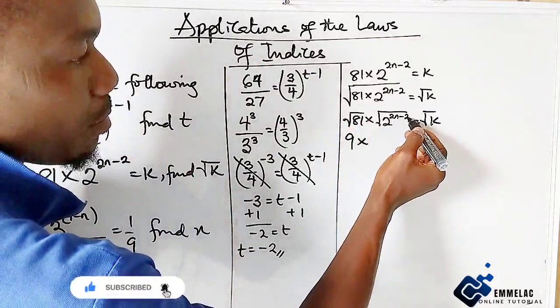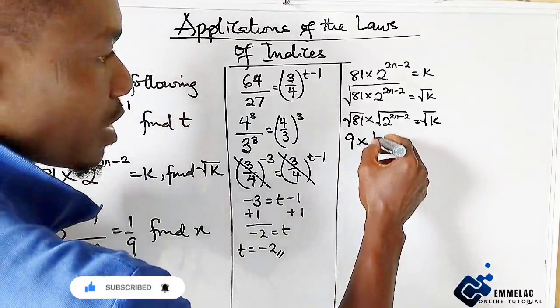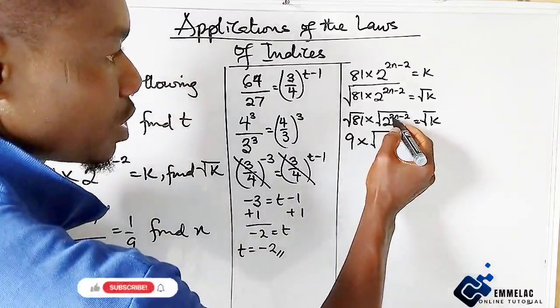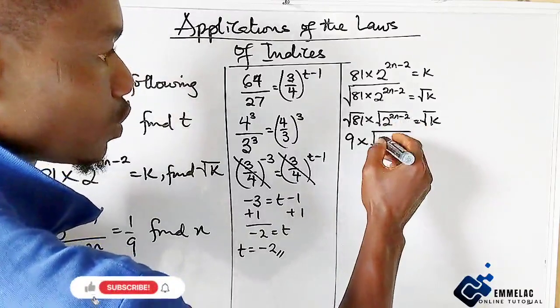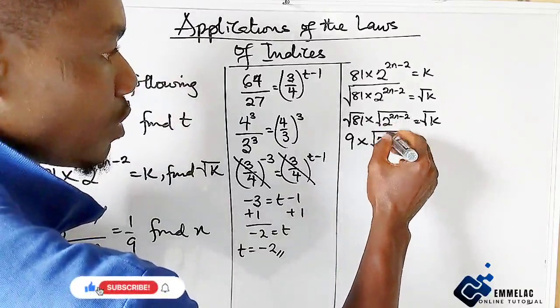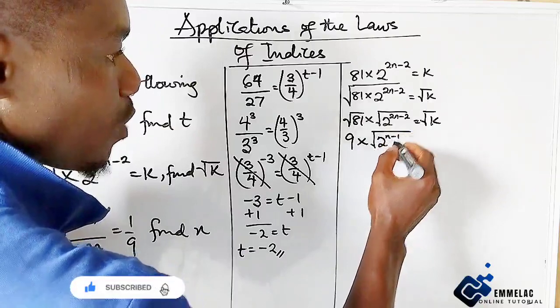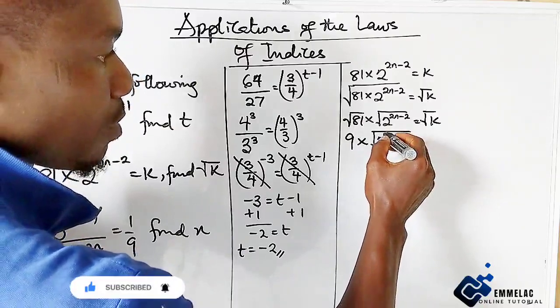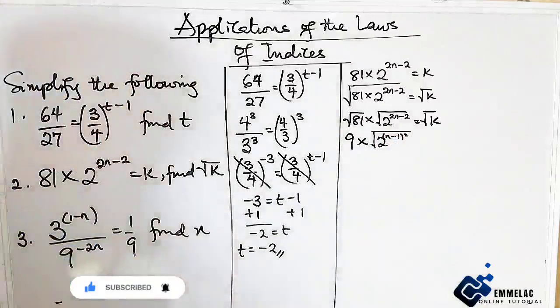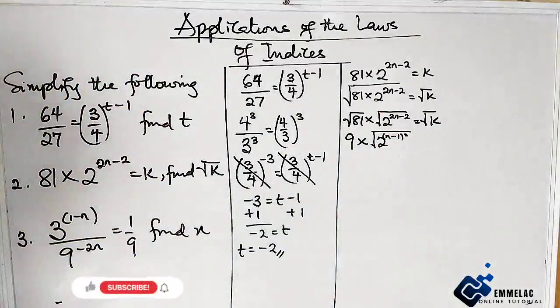Now simplifying further, looking at this power, we can see we have a common factor between 2n and minus 2. So we can factor out 2. You can see here that 2 raised to the power, when we factor out 2, we have n minus what? 1. All raised to the power of what? 2.